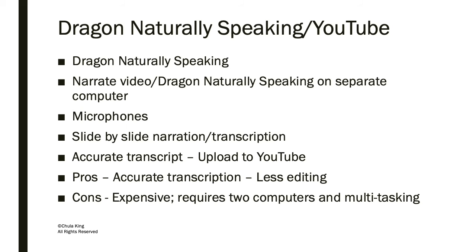The last method that I'm going to talk about, and the one that I use the most often, is a combination of Dragon Naturally Speaking and YouTube. Dragon Naturally Speaking is a Windows-based voice-to-text software program. It's relatively expensive, but is the best option that I've found for accurate voice-to-text transcribing. The process that I use, though, is a bit convoluted in that I narrate the video on my Mac and have Dragon Naturally Speaking running on my PC.